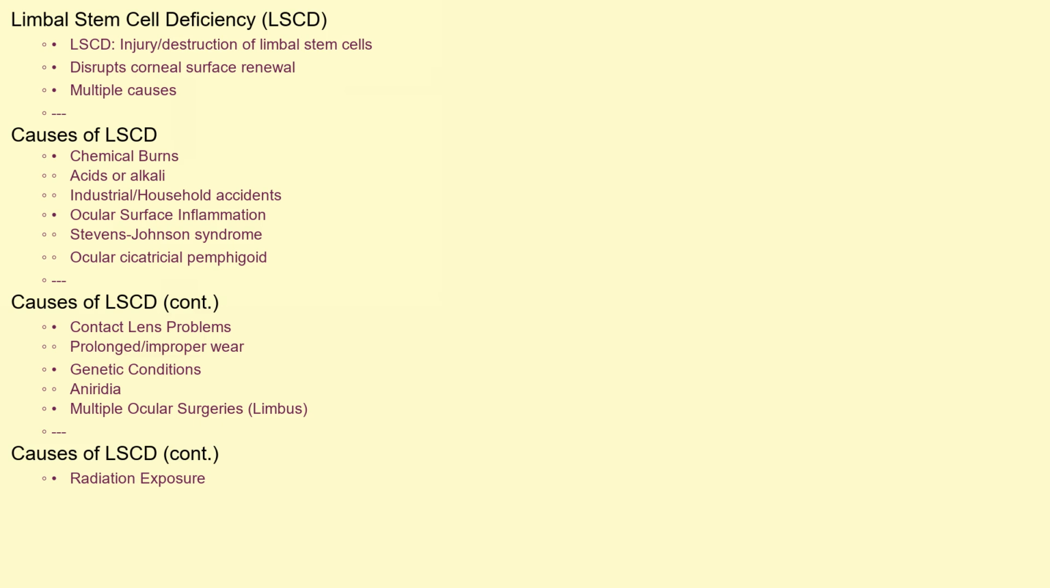Chemical burns, such as from acids or alkali, are a leading cause, often resulting from industrial accidents or household mishaps. Other significant causes include severe or recurrent ocular surface inflammation, like Stevens-Johnson syndrome or ocular cicatricial pemphigoid. Contact lens-related problems, particularly prolonged or improper wear, can also lead to LSCD. Furthermore, certain genetic conditions, such as aniridia, and multiple surgeries on the eye, especially those involving the limbus, can impair limbal stem cell function. Even radiation exposure can contribute to this condition.